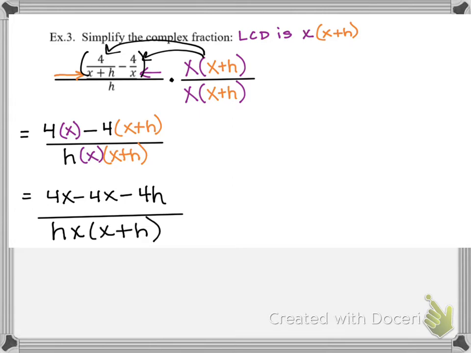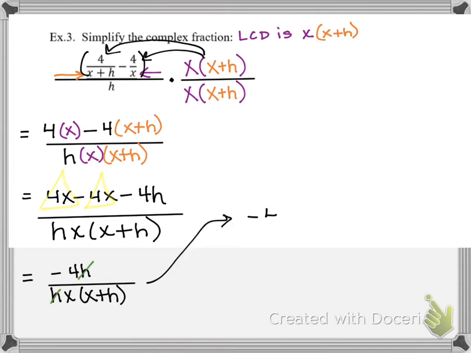Now you might be wondering why I'm not distributing in the denominator. It's because I want to leave my denominator in factored form, because after I combine like terms in the numerator, I might see some common factors that can be divided out. So in the numerator, I want to combine my x terms. So I'm left with negative 4h over h times x times x plus h. And this is what I was just talking about. Now I see a common factor of h that can be divided out. So my final answer is simply negative 4 over x times x plus h.